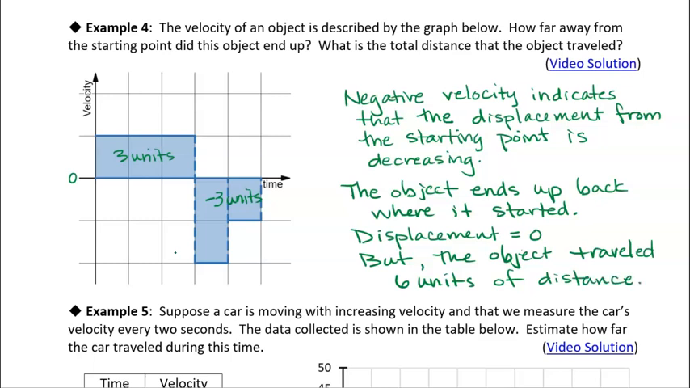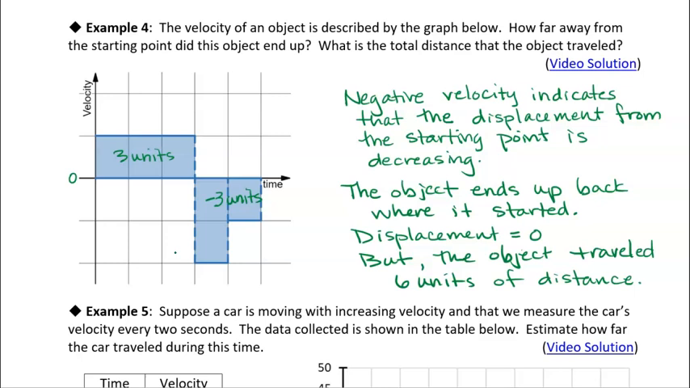All right, so what I'm trying to help you see is the difference between displacement and distance, right? The distance you went is 6 miles. You went out 3 miles or whatever the units are, and then you came back to where you started. So your displacement is 0 at the end of this time period, because you're back at the same position, but you did cover 6 units of distance or 6 miles or whatever the units are.